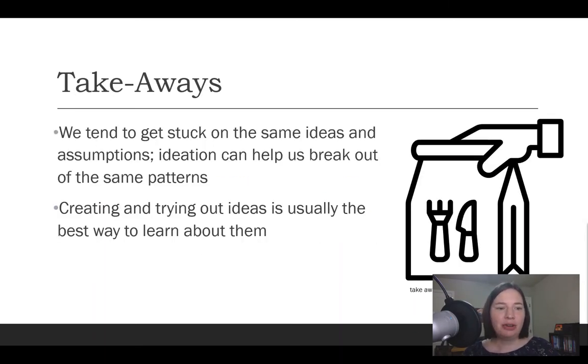Alrighty, takeaways. We tend to get stuck on the same ideas and assumptions. Ideation helps us break out of that. And creating and trying out ideas is usually the best way to learn about it.